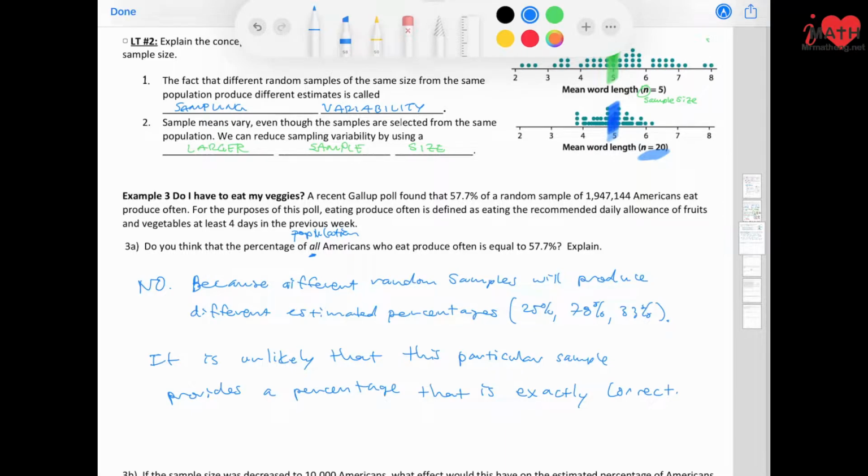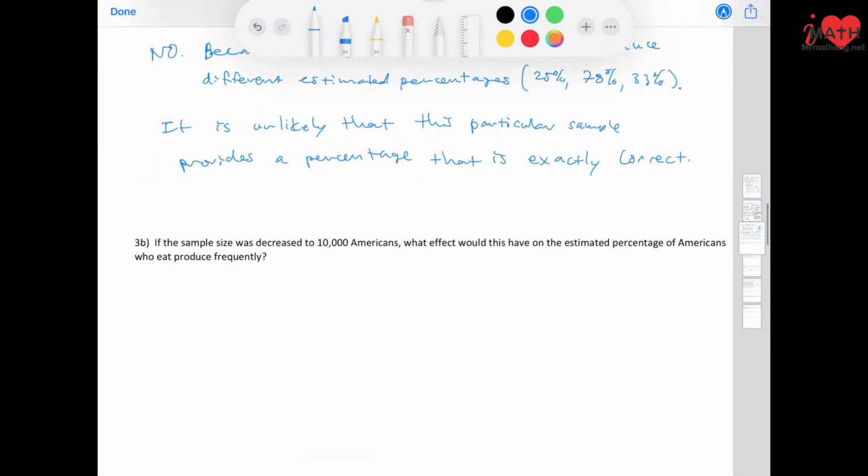Right, it didn't actually tell us the sample size, I guess they did: an SRS of 1.9 million Americans. If I take another sample of 1.9 million Americans, it might be like 80%. I take another sample of 1.9 million Americans, maybe it is 60%. So there's going to be some variety. The answers or the percentages are going to vary. Okay?